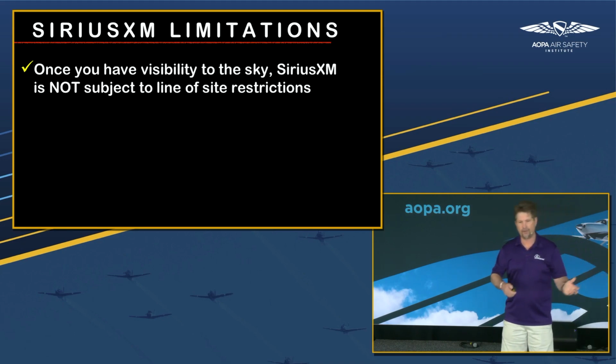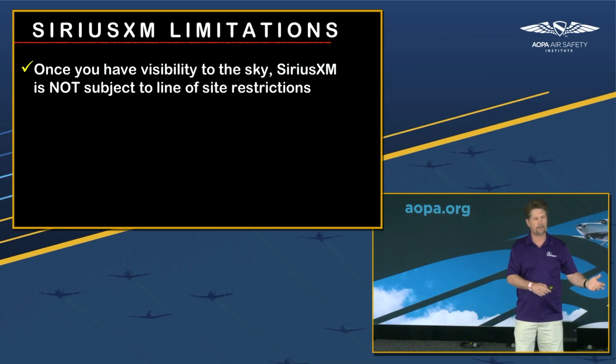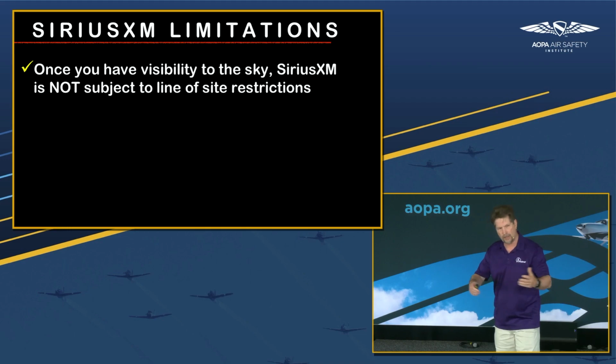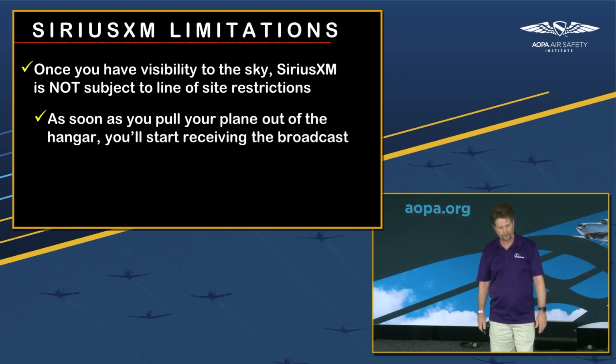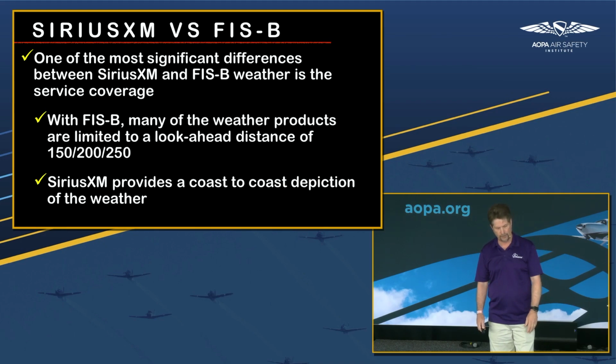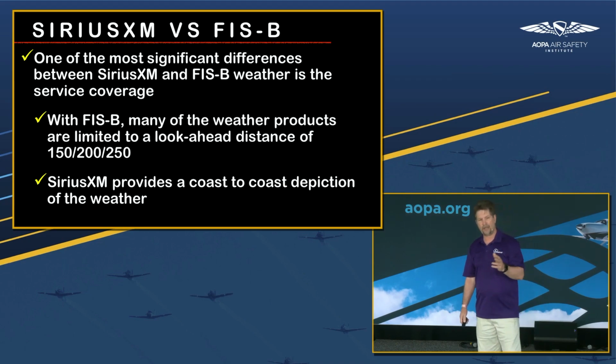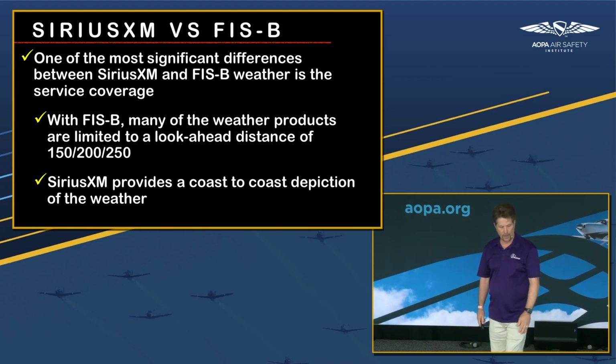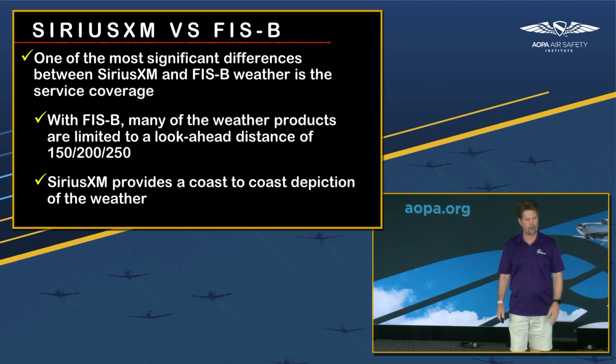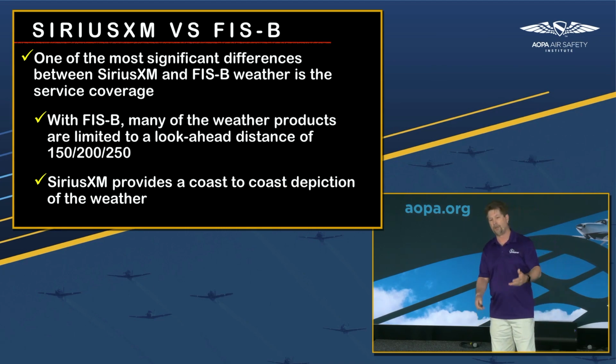But then you have to transition that to your other display, and that can be complex if there's any kind of significant weather around. With SiriusXM, you have it all laid out in front of you. Your plan is in place. You don't have to be swapping between things. As soon as you pull your plane out, you'll start receiving the broadcast. I think one of the most significant differences is the service coverage overall. With FISB, there's a look-ahead issue with respect to the products themselves, where SiriusXM, for the most part, provides coast-to-coast information across the board. When you're flying a fairly fast airplane, that can make somewhat of a difference. A slower airplane, maybe not so much.